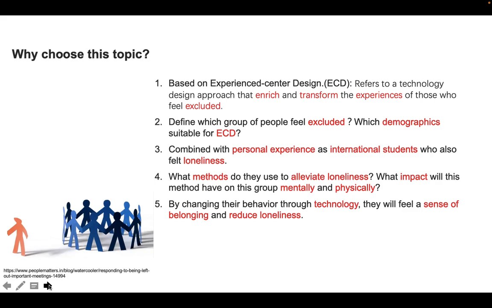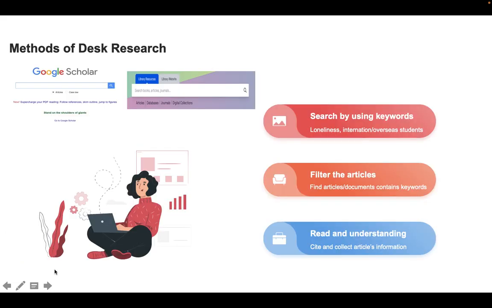Therefore, the desk research focused on what methods they use to alleviate loneliness and what impact this method will have on this group mentally and physically. So the desk research means using the materials produced by others. All research focuses on keywords like overseas, international students, and loneliness, mainly searched through the UTS library website and Google Scholar, and commercial articles through some business websites. I filtered articles by keywords, using them to find information related to the topic from appropriate articles for citation and collection. I reviewed a total of 23 documents and finally selected 13 related to the topic for research.